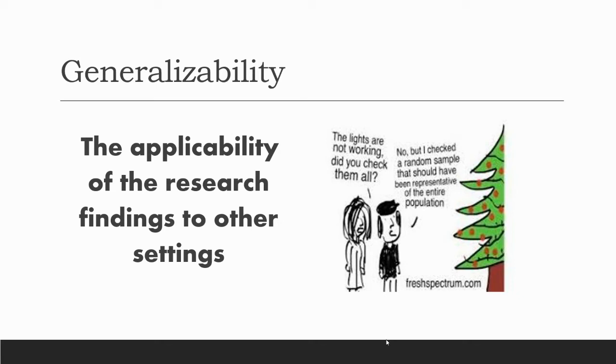Generalizability means the applicability of the research findings to other settings. For example, let's say you want to study depression among nurses. You can also apply the research findings, let's say, to doctors and to teachers. So your research can make a generalization about the population.